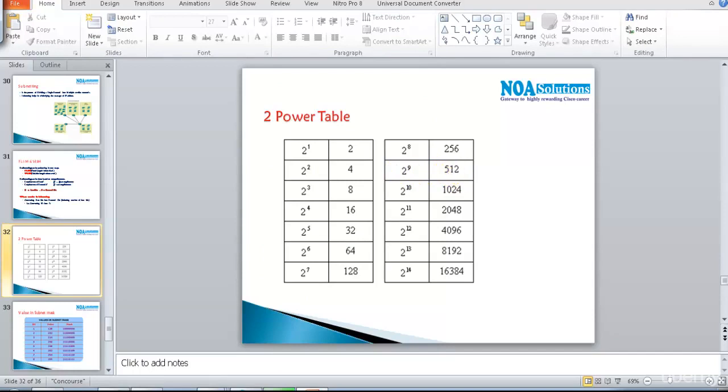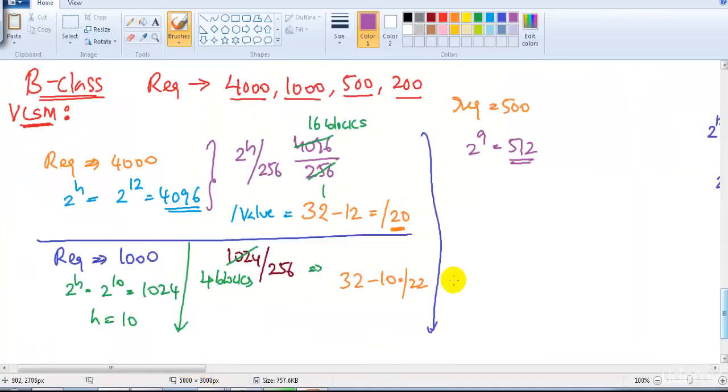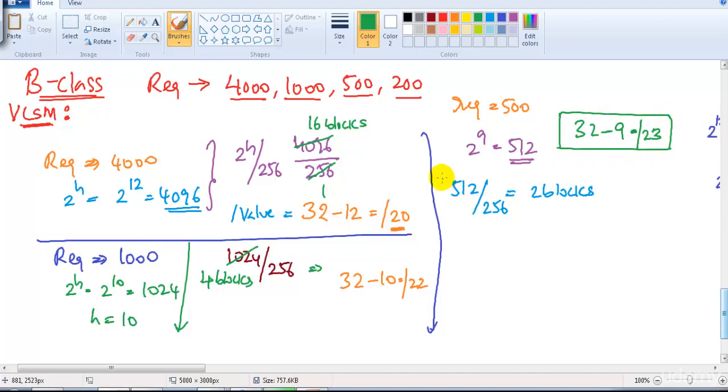You can see 2 to the power of 9 is 512, and then 512 means I need 2 blocks of addresses. If you just divide 512 by 256, you need 2 blocks of addresses. And then what is the subnet mask? The subnet mask will be from 32. If I subtract 9, it's going to be /23. So that is my subnet mask, and then the blocks of addresses is the next calculation.